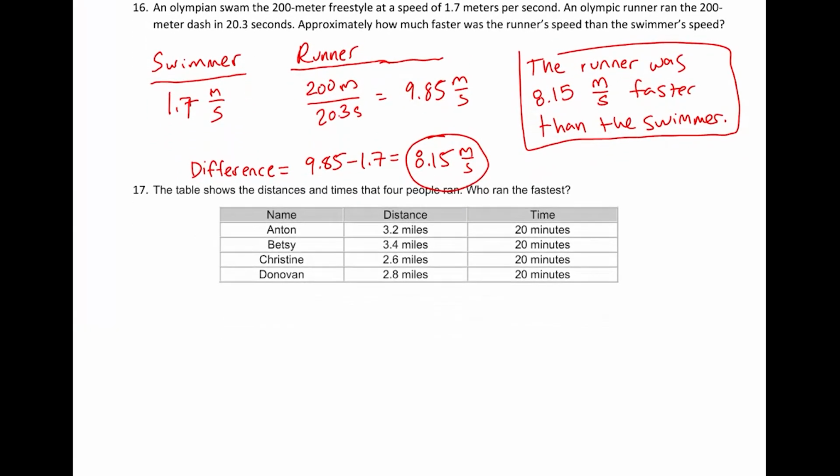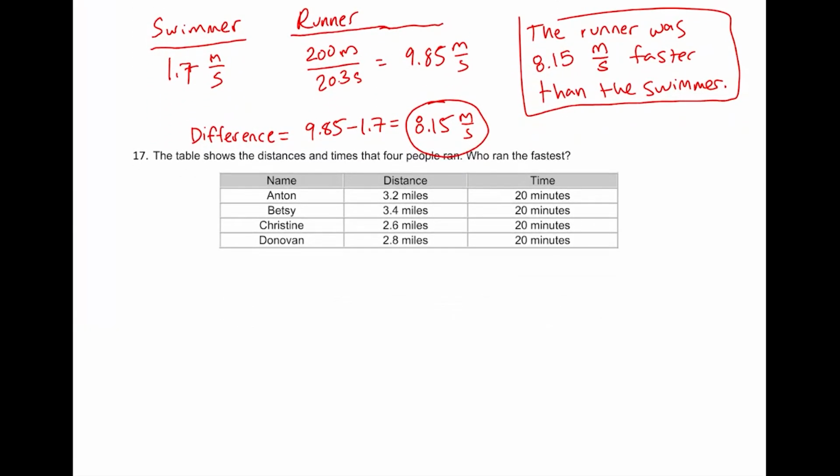Okay, number 17, it says the table shows the distances and times that 4 people ran. Who ran the fastest? Oh gosh, we're going to have to basically compute all of the rates here. So Anton, Betsy, Christine, Donovan, A, B, C, D. Let's find what their actual rates are, and we're looking for who ran the fastest.